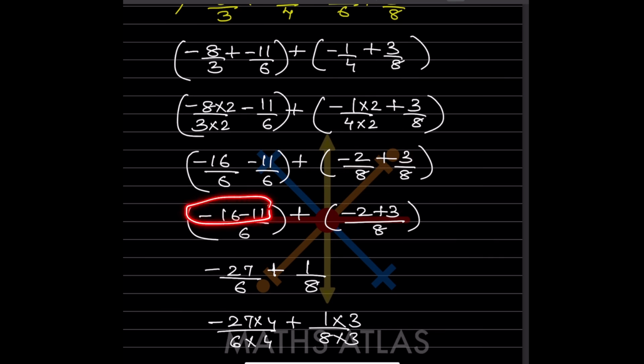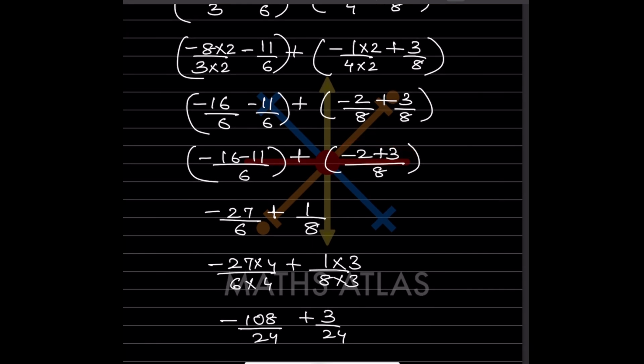So minus 16 minus 11 means, as I said, you have to add it but put the negative sign. So minus 27 by 6. Many of them make a mistake over here. The negative sign becomes positive only in the case of multiplication. If it is minus 3 into minus 2, this will be positive 6. But if I write minus 3 minus 2 and I want to add it, you are just going to add the numbers, but the sign remains the same, that will be minus 5. So this will be minus 27 by 6, and this is going to be 1 by 8.